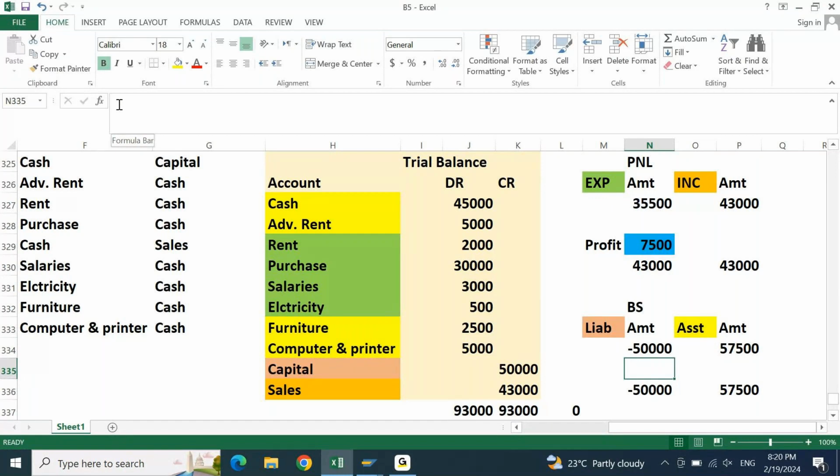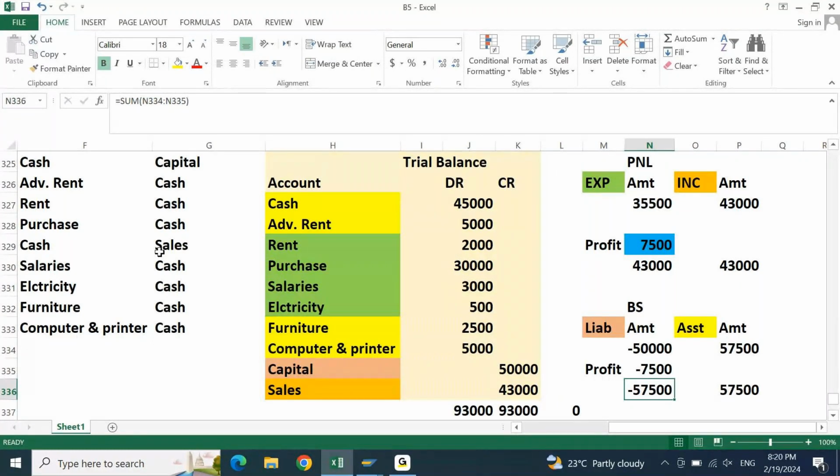Next one, from your P&L, whatever result you get will be taken into the balance sheet account. In P&L, you got a profit of 7,500. If I put 7,500 profit here, the balance sheet is not tallying because my sign is not correct. If this is a profit, it is supposed to be a credit balance. If I put minus, it now equals. Why is this equaling? Because you are placing a negative sign for the profit.